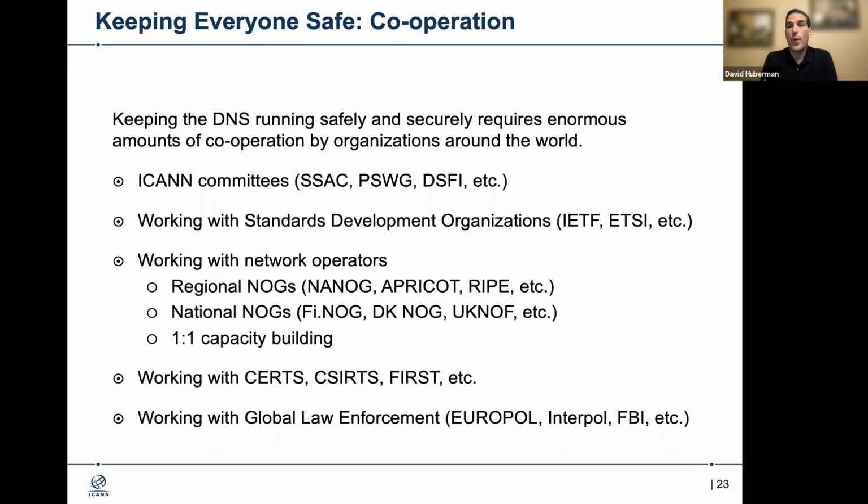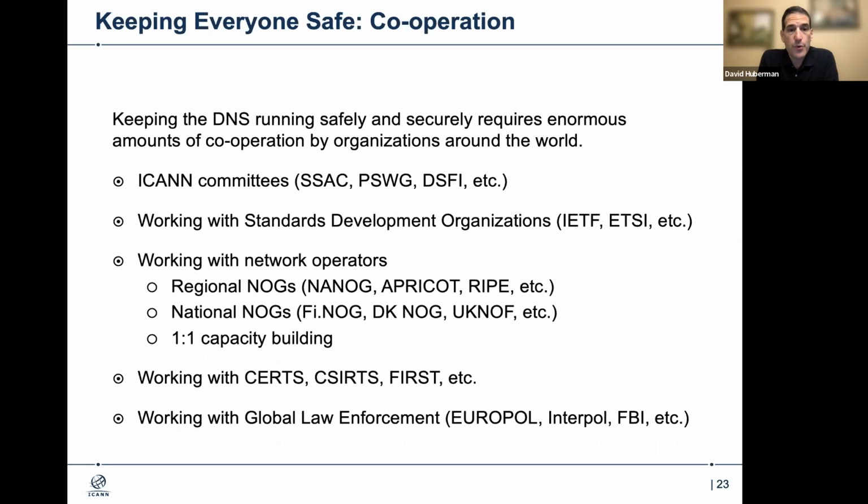Doing this, of course, requires cooperation of a lot of different people, a lot of different organizations. Some of that cooperation happens here at ICANN. We have some committees at ICANN that interested parties can participate in: the Security and Stability Advisory Committee, the Public Safety Working Group, the Domain Name Security Facilitation Initiative. You know, they have these big long names with these inscrutable acronyms, but that's okay. They're doing really good work to help promote the security, stability, interoperability, and resilience of the internet.